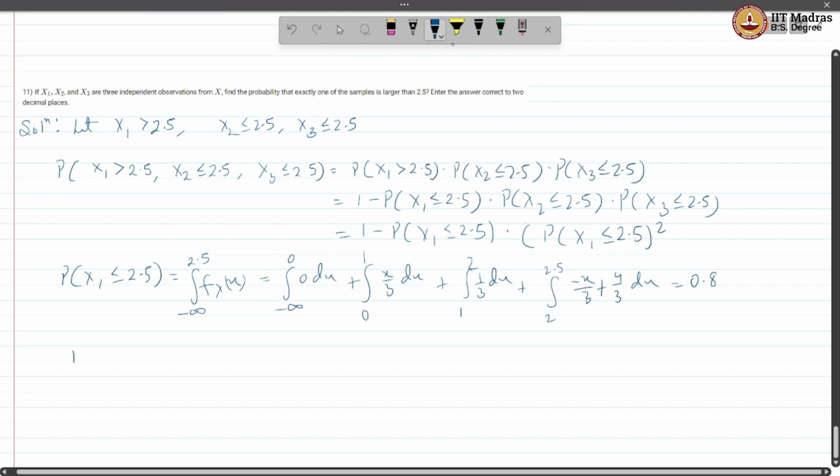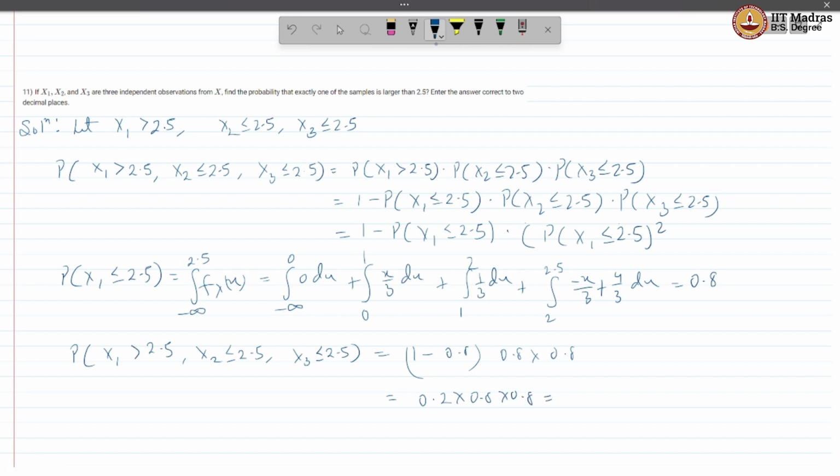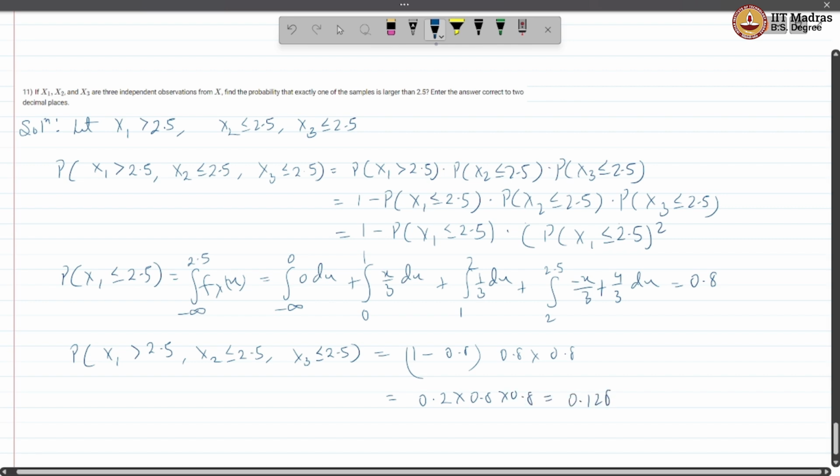So the probability that x1 is greater than 2.5 and x2 is less than or equal to 2.5 and x3 is less than or equal to 2.5 will be equal to 1 minus 0.8, times 0.8, times 0.8. So on simplification, this will be 0.2 times 0.8 times 0.8, and this is equal to 0.128.